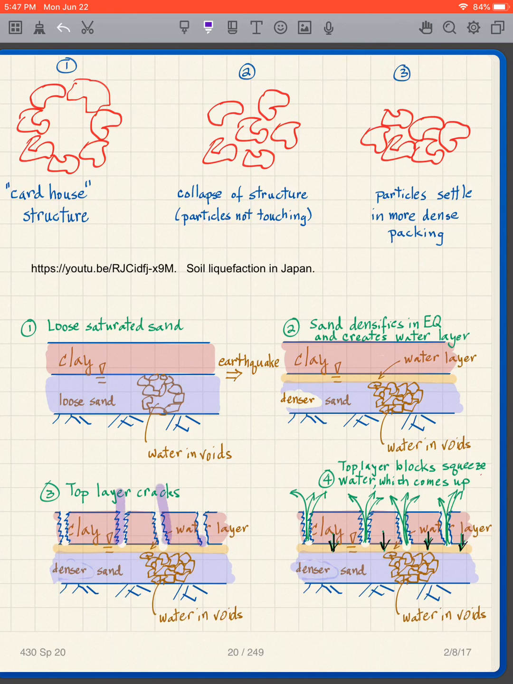See those cracks there? And what can occur is that these clay blocks, well, what do they want to do? They want to sink downward. They sink down into that water layer because it's an unstable situation. If they sink down into the water layer, then where does the water go? Well, it comes out, squirting out. Okay. And this has been seen many times in an earthquake.